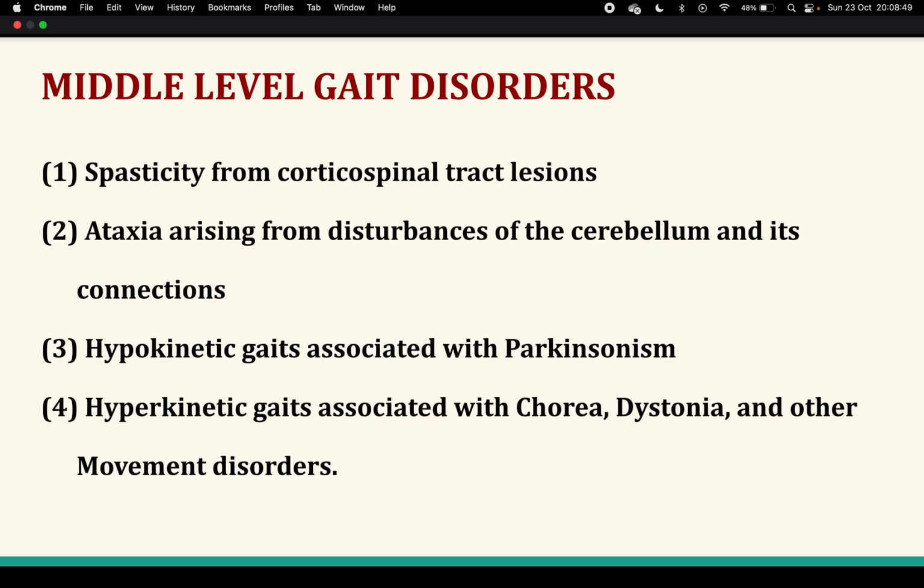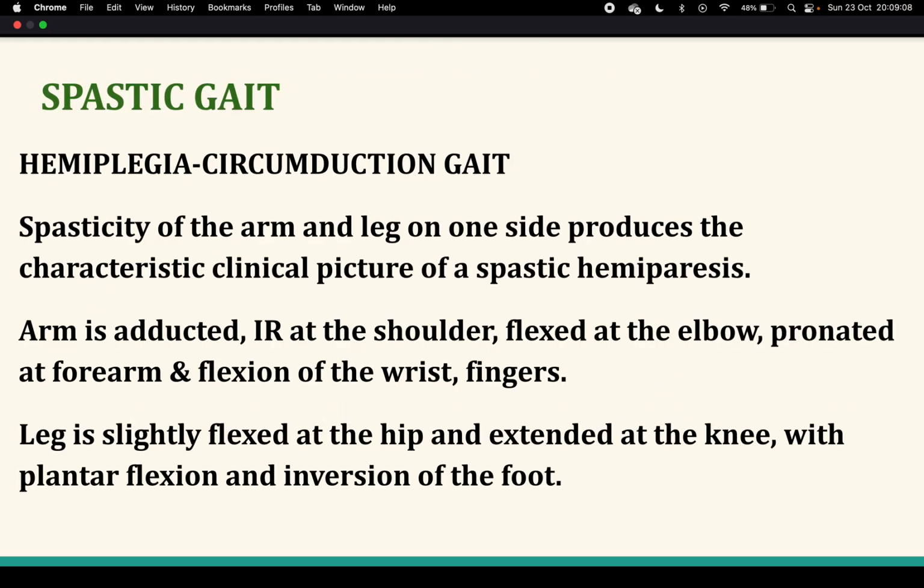Coming to the middle level gait disorders, spasticity will be there in corticospinal tract lesion, ataxia will be there from disturbances of the cerebellum and its connections, hypokinetic gaits in basal ganglia lesions like Parkinsonism, and hyperkinetic gaits are associated with chorea, dystonia, and other movement disorders.